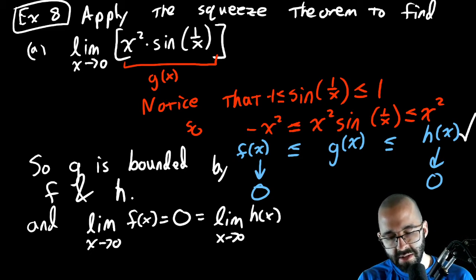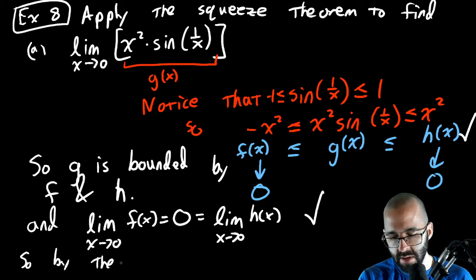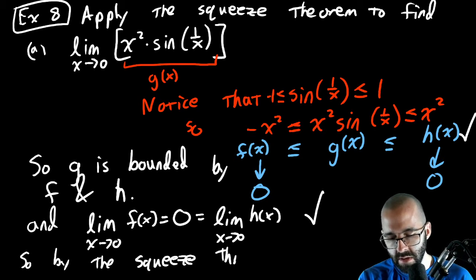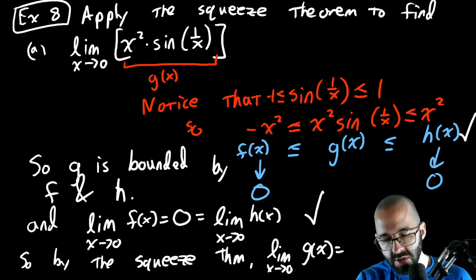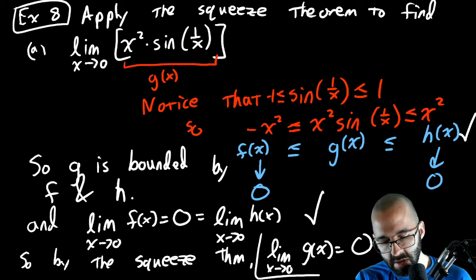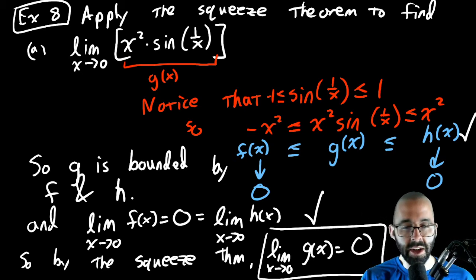So we had to check this. We had to check this. So by the squeeze theorem, the limit as x approaches 0 of g of x is also equal to 0, just like we guessed from our little graph at the start of this video.